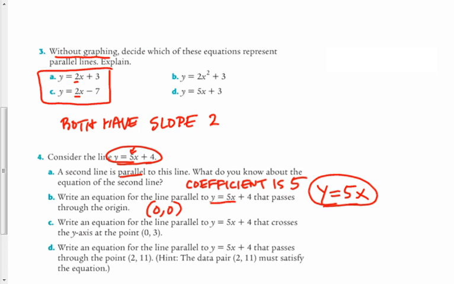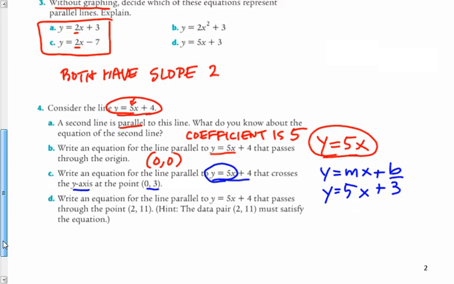Part C says write an equation for the line parallel to y equals 5x plus 4 that crosses the y-axis at the point 0, 3. Where it crosses the y-axis, that's the y-intercept. And we know that when we write any equation in this form, the constant term b is the y-intercept. So we need that to be 3. And since we need it to be parallel to this, we know the slope is 5. So there's our equation, y equals 5x plus 3.